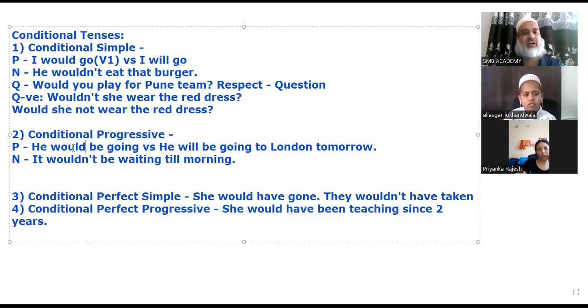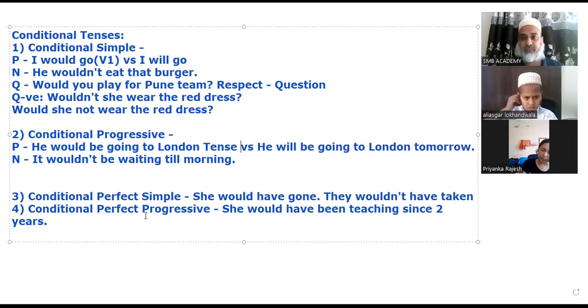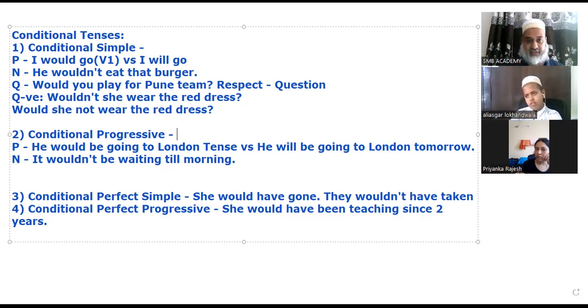Only because we are not 100% sure, that's why we say he would be going to London next week. Any doubt in this? Understood? So here we are having 2 tenses together: future progressive and conditional progressive.